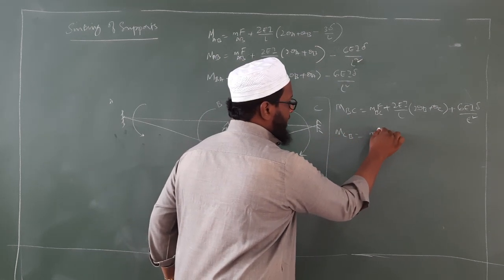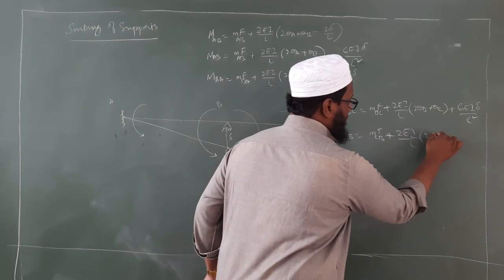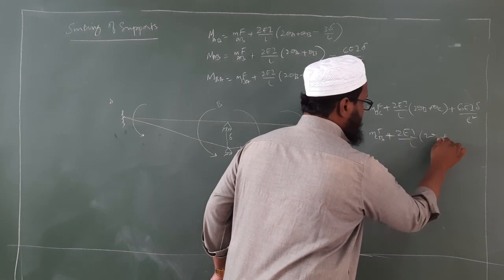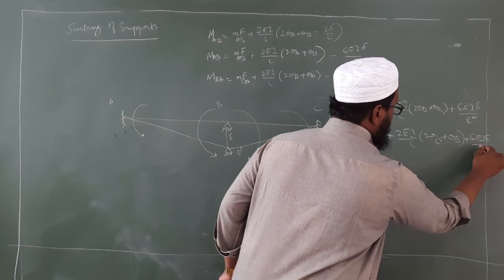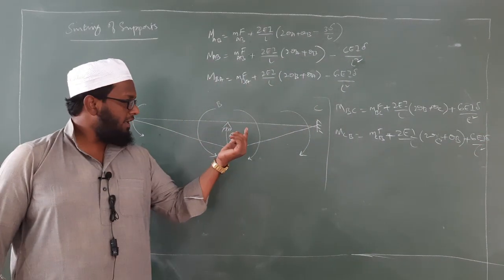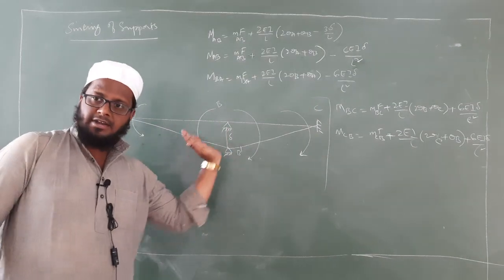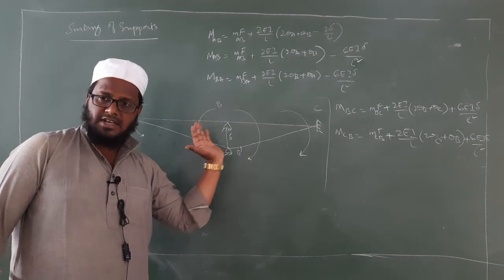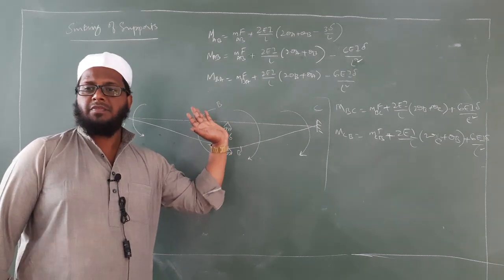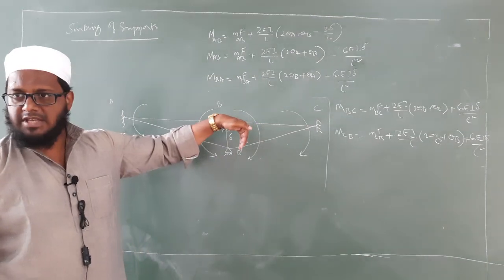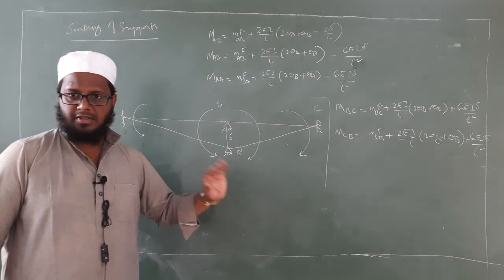MCB is equal to MFCB plus 2EI by L into 2 theta C plus theta B plus 6EI delta by L square. So whatever support it is sinking, this support will try to take it to the original position. That extra moment is 6EI delta by L square. If it is going in anti-clockwise direction, it is minus. If it is going in clockwise direction, it is plus 6EI delta by L square. Able to understand this one, right?